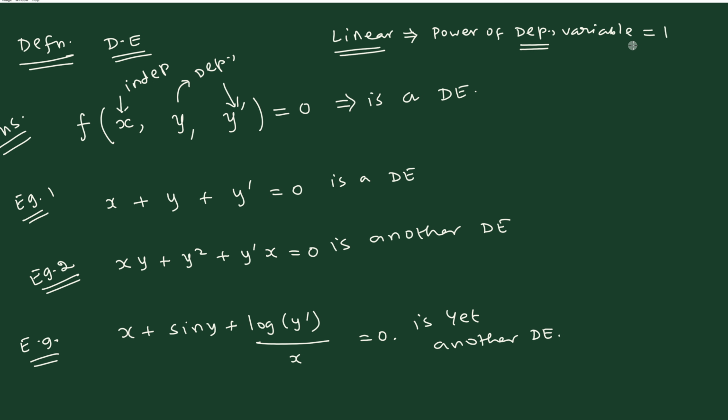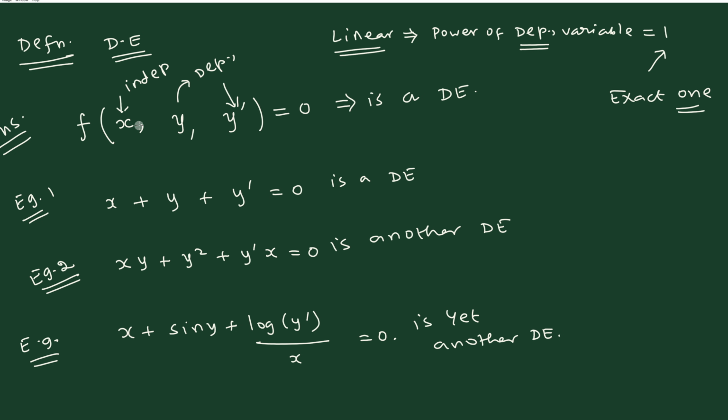Other than 1, anything is non-linear. You can have 1.07, you can have 1.91, you can have power 2, power 3, etc. Anything, whatever you write, they are all non-linear. So that is why I have written here, this is exactly 1. No fractions are allowed. If there is a power of 1.5, no, it is non-linear.